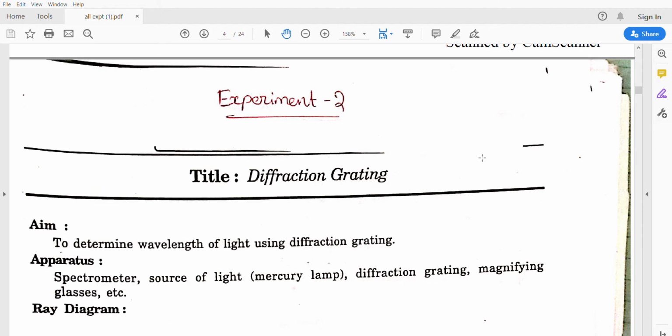Naturally we cannot observe this diffraction phenomenon because the wavelength of light is very small, and we do not have objects of those dimensions. The visible region wavelength is 4,000 to 7,000 angstroms, which is very small, so in those dimensions we cannot prepare the obstacles. The first condition of diffraction is that the dimensions of the object should coincide with the wavelength of the light.